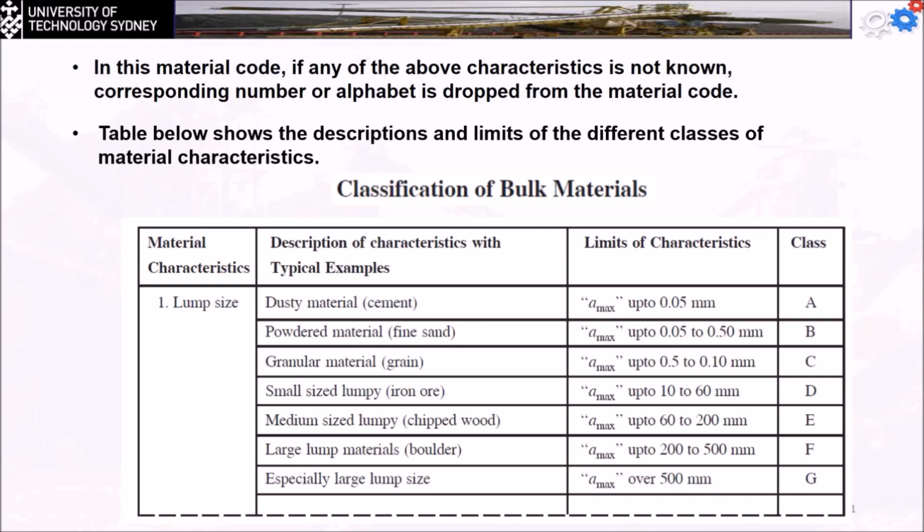How many centimeters? It's half a meter, right? 50 centimeters. So if I'm going to have a big rock, we can put the G. If we're going to have dusty material, we can put A. Something in the middle, if we're going to have a small-sized lumpy material like the iron ore, where the size is going to be between 10, which is 1 centimeter, up to 60 millimeters, we can put the D. And everything is going to be above or below, depending on the A value.